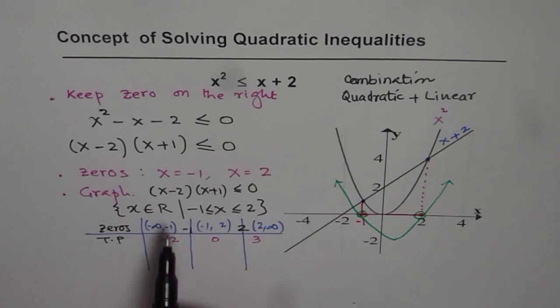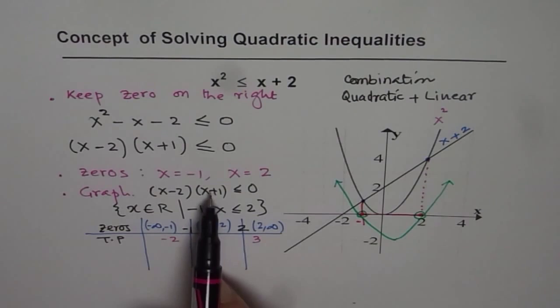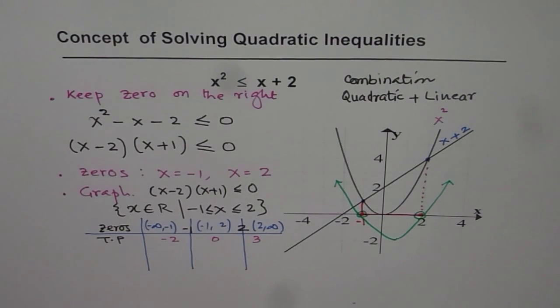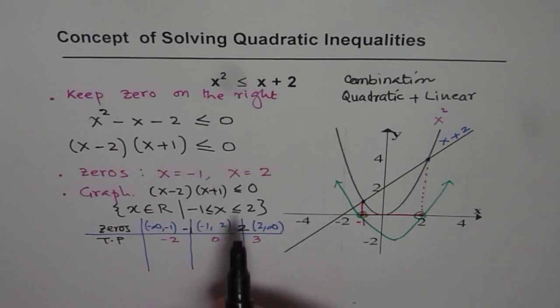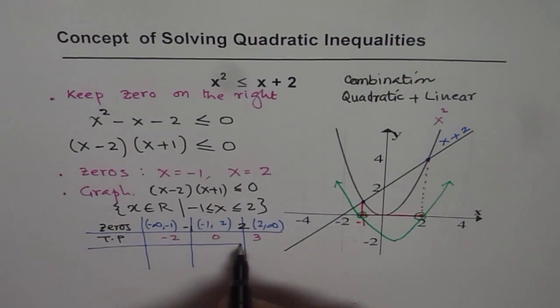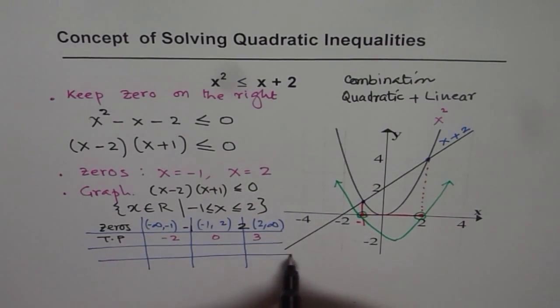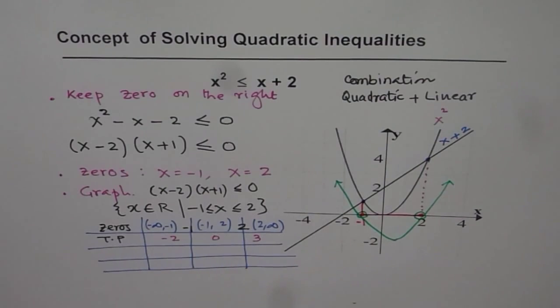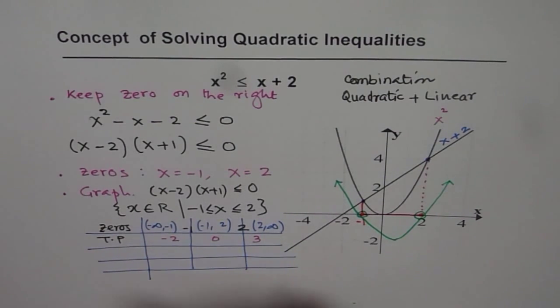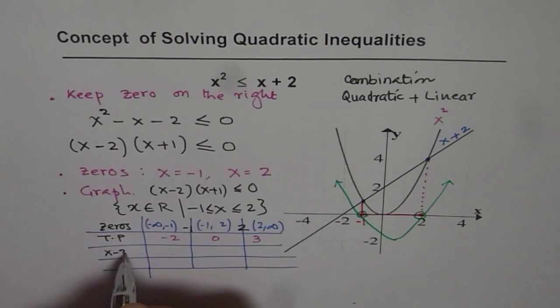Now you could test your function with these points. Do you get a positive value or a negative value? That will straight away give you the answer. Or you could go 2 more steps, and that is to write down your factors and then figure out whether the function is positive or negative, right? So in this case, our factors are x minus 2 and x plus 1.